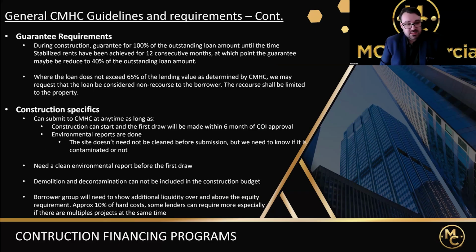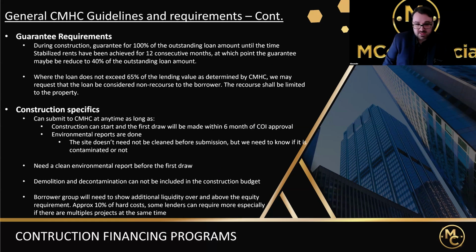Next is the guarantee requirements. For construction loans, CMHC is going to require that during construction, the group is guaranteeing 100% of the outstanding loan amount. And once construction is done and you've been stabilized for 12 consecutive months, that can be reduced to 40% of the outstanding loan amount. We'll go into a bit more detail on this later. There are some exceptions depending on programs.